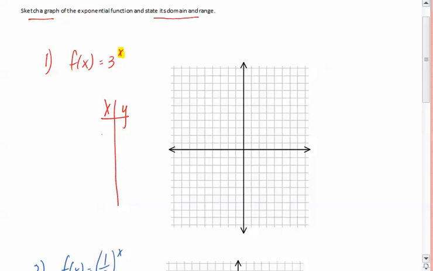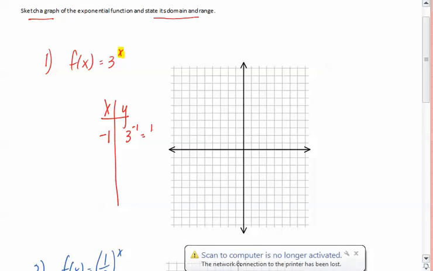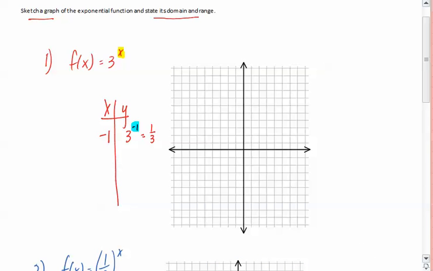For instance, I know that if I put in a -1, then that's going to cause this to be this number, right? Because this exponent right here is negative, and that causes me to need to move the 3 to the bottom of the fraction. So there's an easy one to work with. If I put in a 0, well, anything to the 0 power is 1. I put in a 1, well, then it's just going to be 3. Now, just for kicks, I could go ahead and put in a 2, and of course I'm going to get 9.